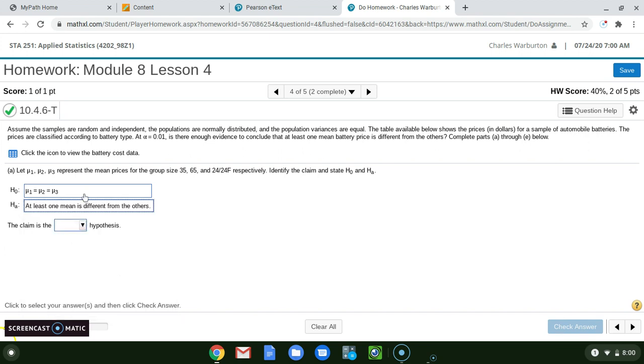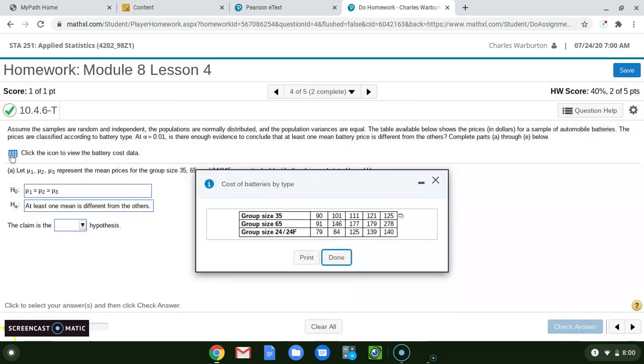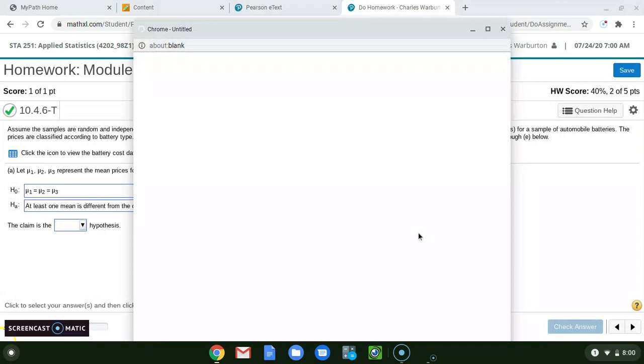So let's see what we're talking about. Here are the battery prices. If we click the box, there are the battery prices, for different size batteries. And we can upload those into StatCrunch. All right, so far so good.